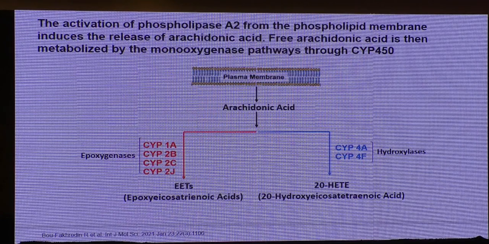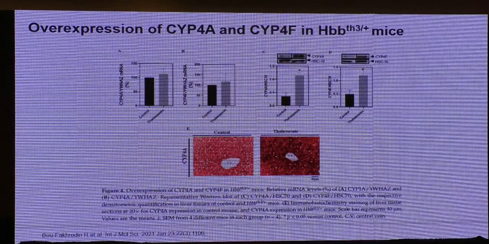So, for the sake of my experiment, I decided to focus on one pathway first, and I looked at the hydroxylase family of cytochromes. What we found is we conducted this experiment on the HBB-TAL3+ model, which mimics non-transfusion dependent thalassemia, and we specifically looked at the liver. When we looked at the expression of these cytochromes at the level of mRNA, we did not really see any significant differences in cytochromes 4A and 4F expression levels in thalassemic mice compared to normal wild-type mice. However, at the level of the protein, as you can see on the right side, we saw a very significant increase in the level of these cytochromes in thalassemic mice compared to control.